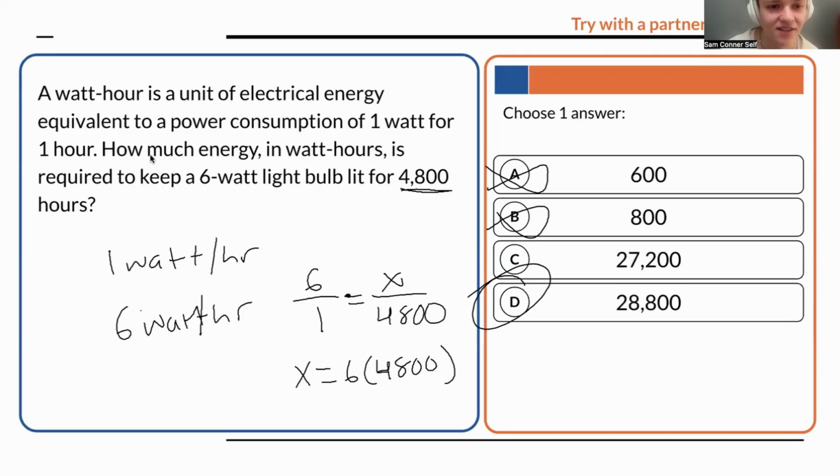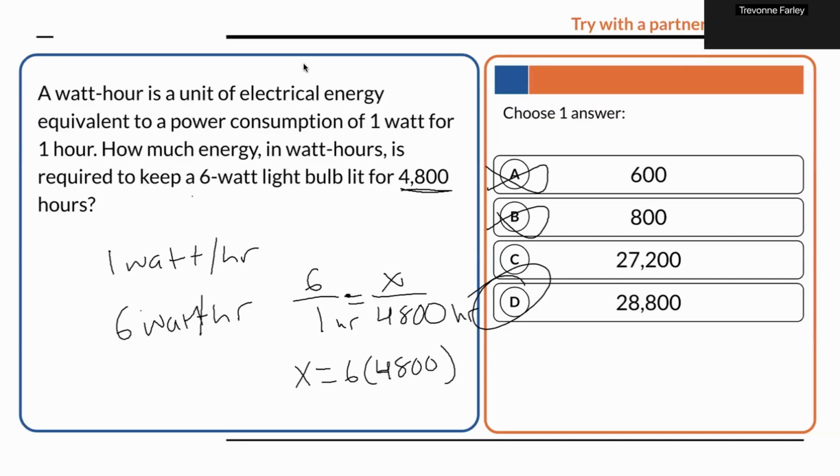B. Yes. So B would be if you put this 4,800. But remember, in a ratio, we want to keep it so that the units with the same measurement are equated to each other. So, because this is 1 hour, we have to keep it equal to the 4,800 hours. So that would mean this would be in the denominator. You would get 800 if you put the hour in the numerator. So that would be how you would make that mistake. So just make sure in these ratios that the same units with the same measurement are equated to each other. So they're both in the denominator and they're both in the numerator.